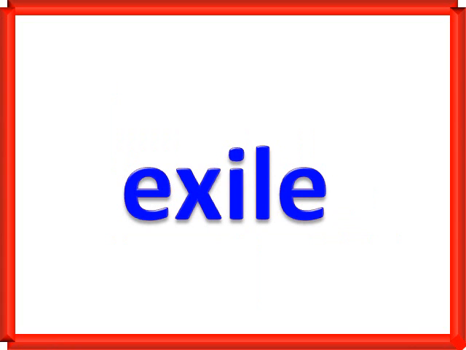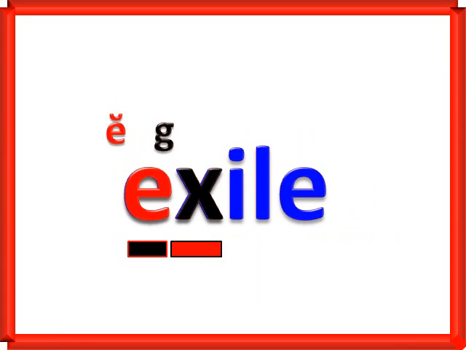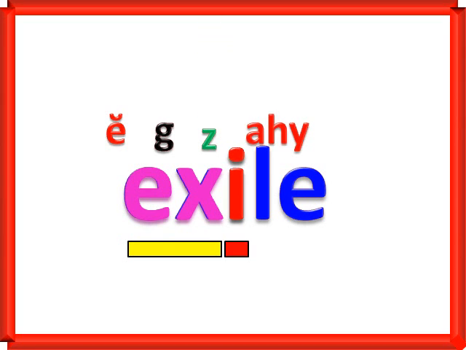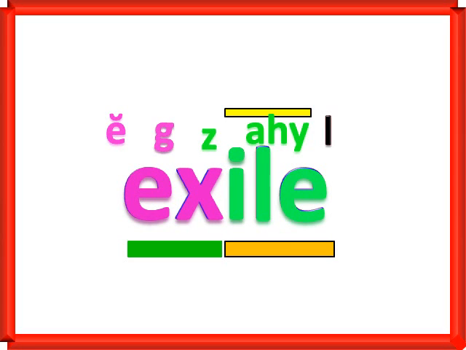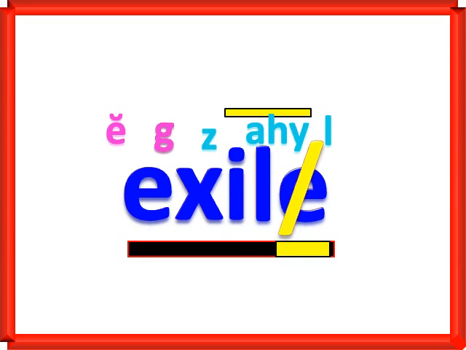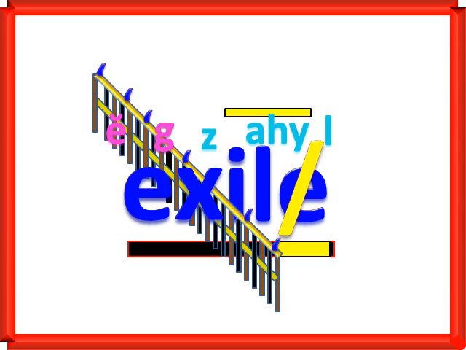Exile. E, eg, egg. Z, I, zi, o, zal. Egg, zal. Exile. E is silent. And the fence goes between the C and G. G is on the left side. The Z is on the right side of the fence, and it's making it say zal. Zal. Okay? Next.